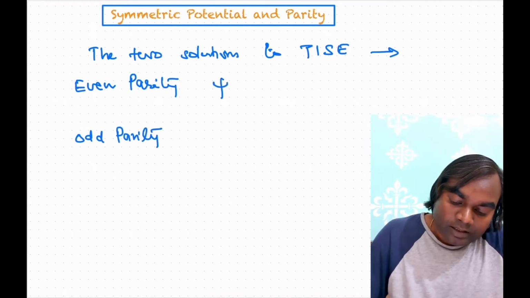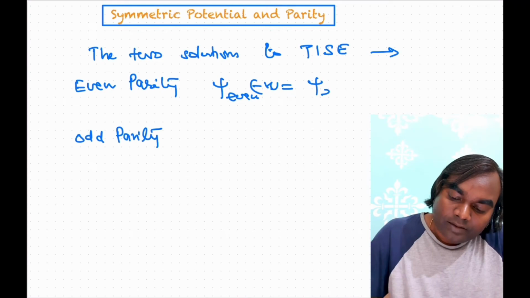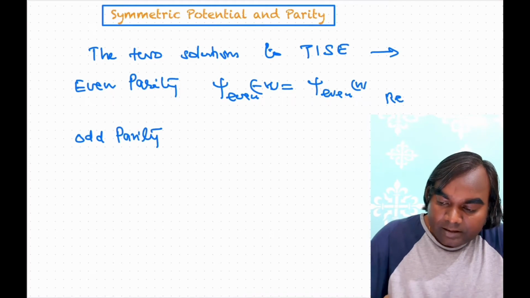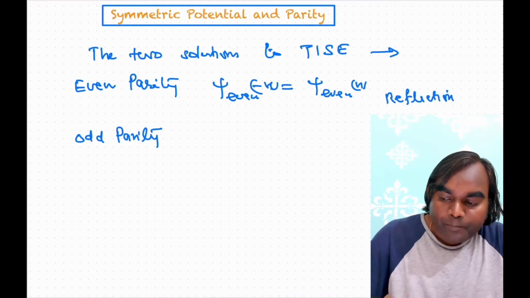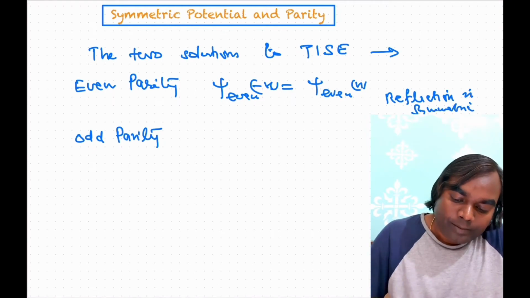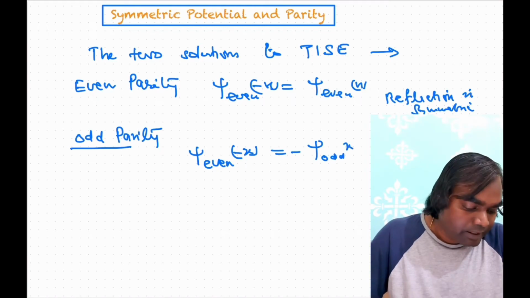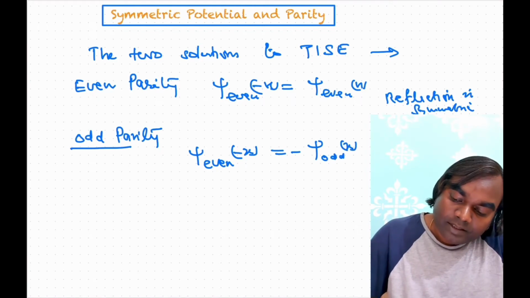For even parity, psi even of minus x is equal to psi even of x, that is, the reflection is symmetric in this case. But for the odd parity wave function or eigenstate, psi odd of minus x is equal to minus psi odd of x, and therefore the reflection is anti-symmetric.